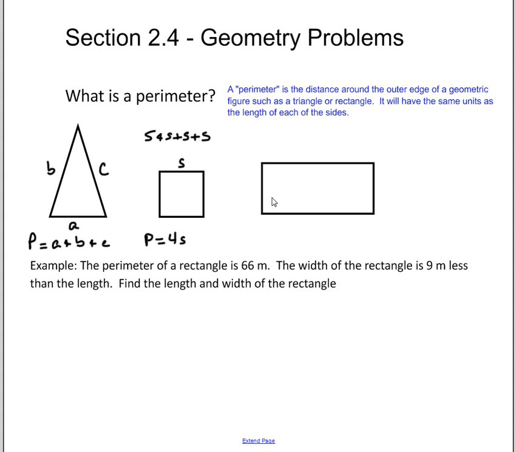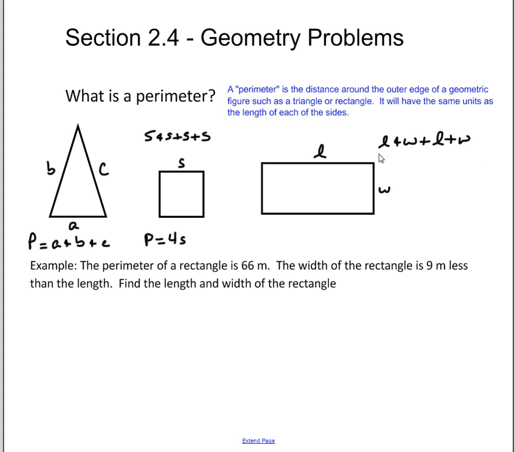A rectangle is a figure that contains two sides of equal length opposite each other, two lengths and two widths that are not necessarily equal to each other like it was in the square. How do we figure out that? Well, again, we could take our perimeter to be just the sum of all of these sides, length plus width, this side plus this side, plus another length plus another width.